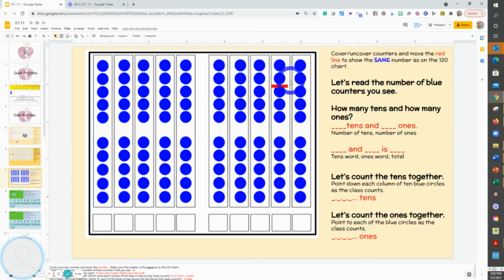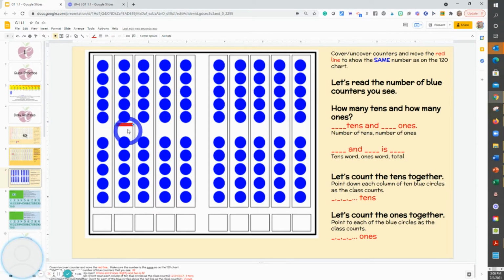So boys and girls, today's number was the number 15. How many tens and how many ones? Boys and girls, 1 ten and 5 extra ones. 10 and 5 equals, class, 15. Let's count the tens together. Ready? 1 ten. Boys and girls, let's count the ones together.